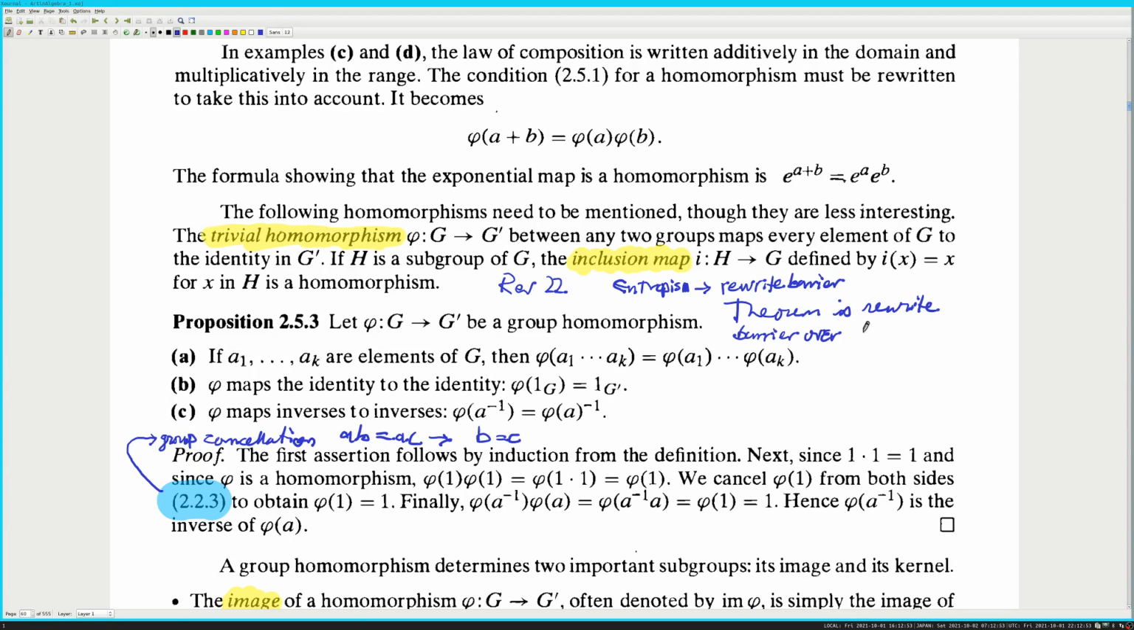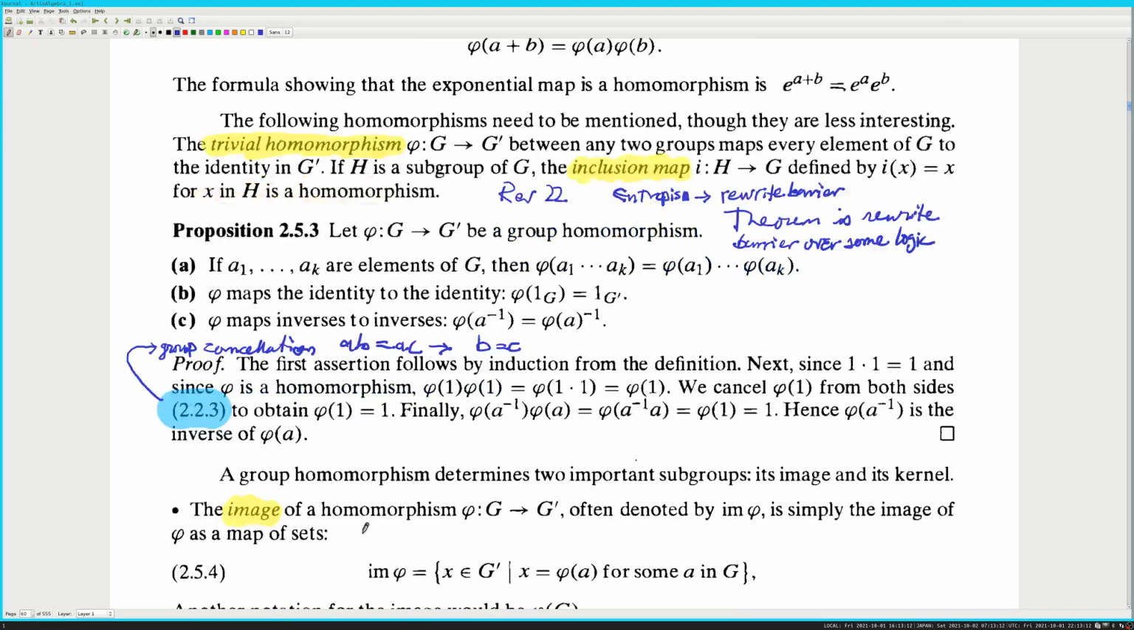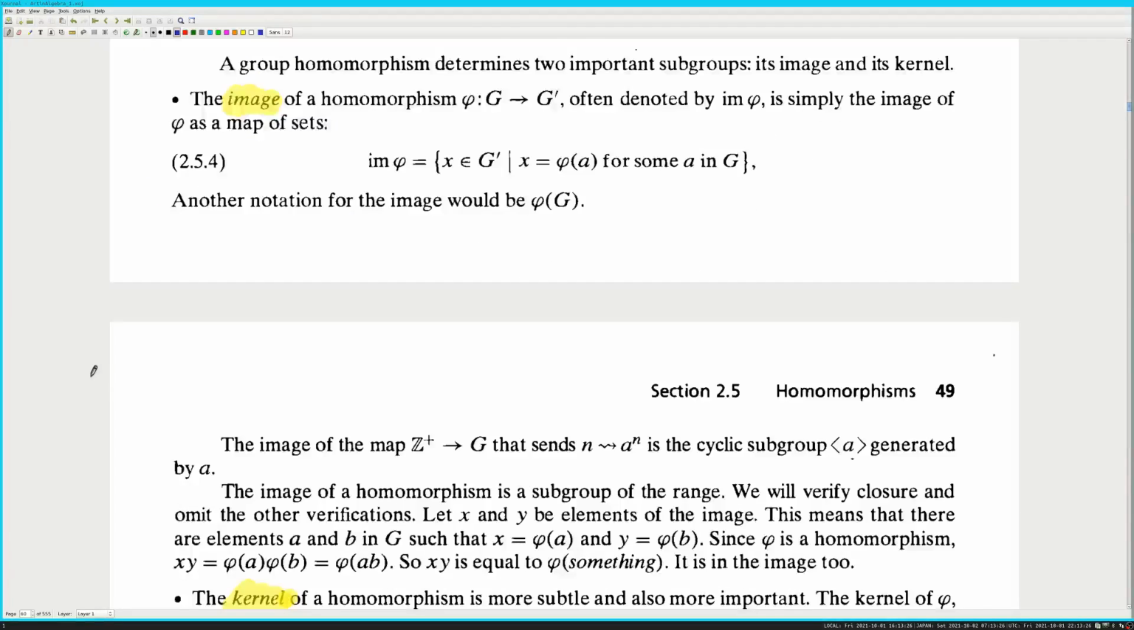Over some logic. In the same way that when you call a function, you're invoking a procedure, when you call a theorem, you're invoking some logic. Okay, to obtain phi of 1 is equal to 1. Just, what page is that on? 41. And it's possible that the PDF is from a different edition than my book, but so far they seem to match.